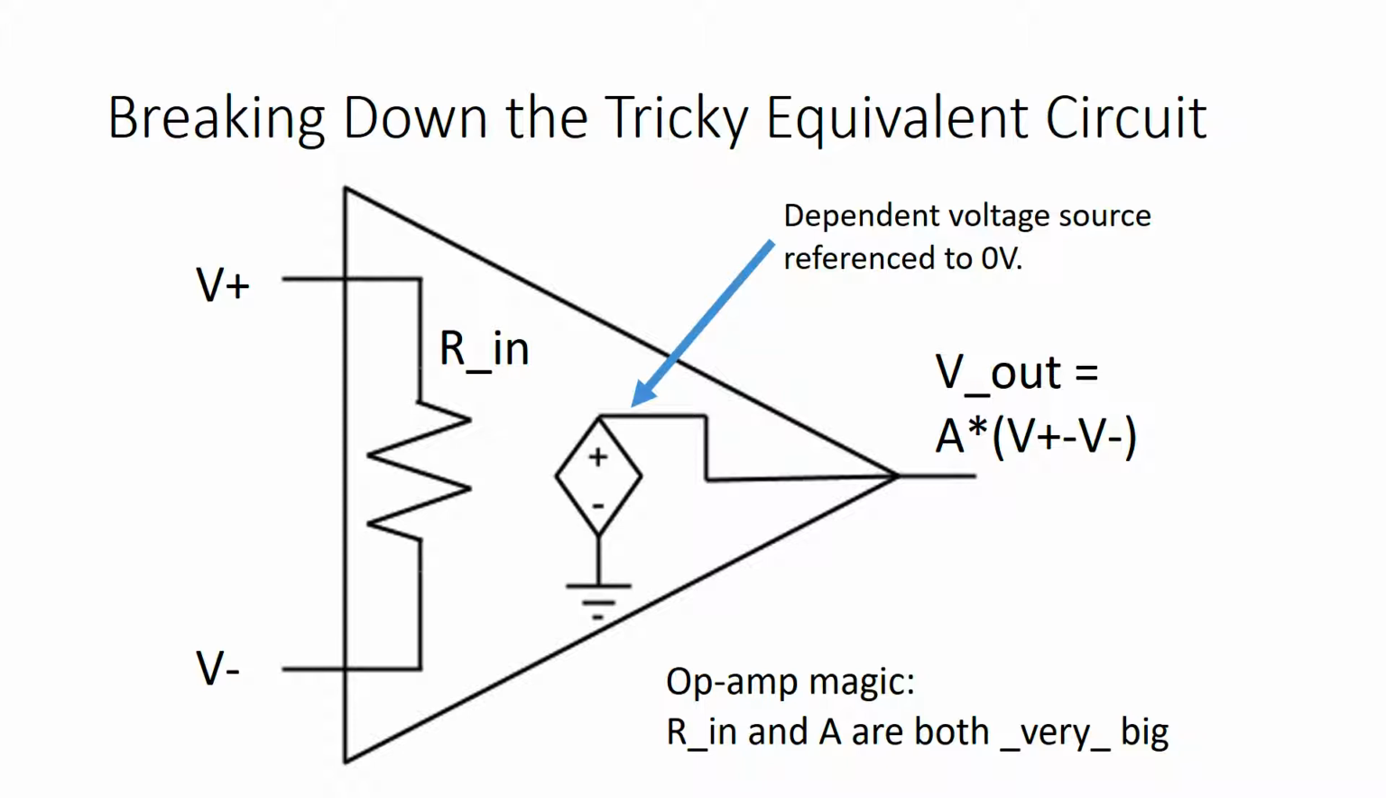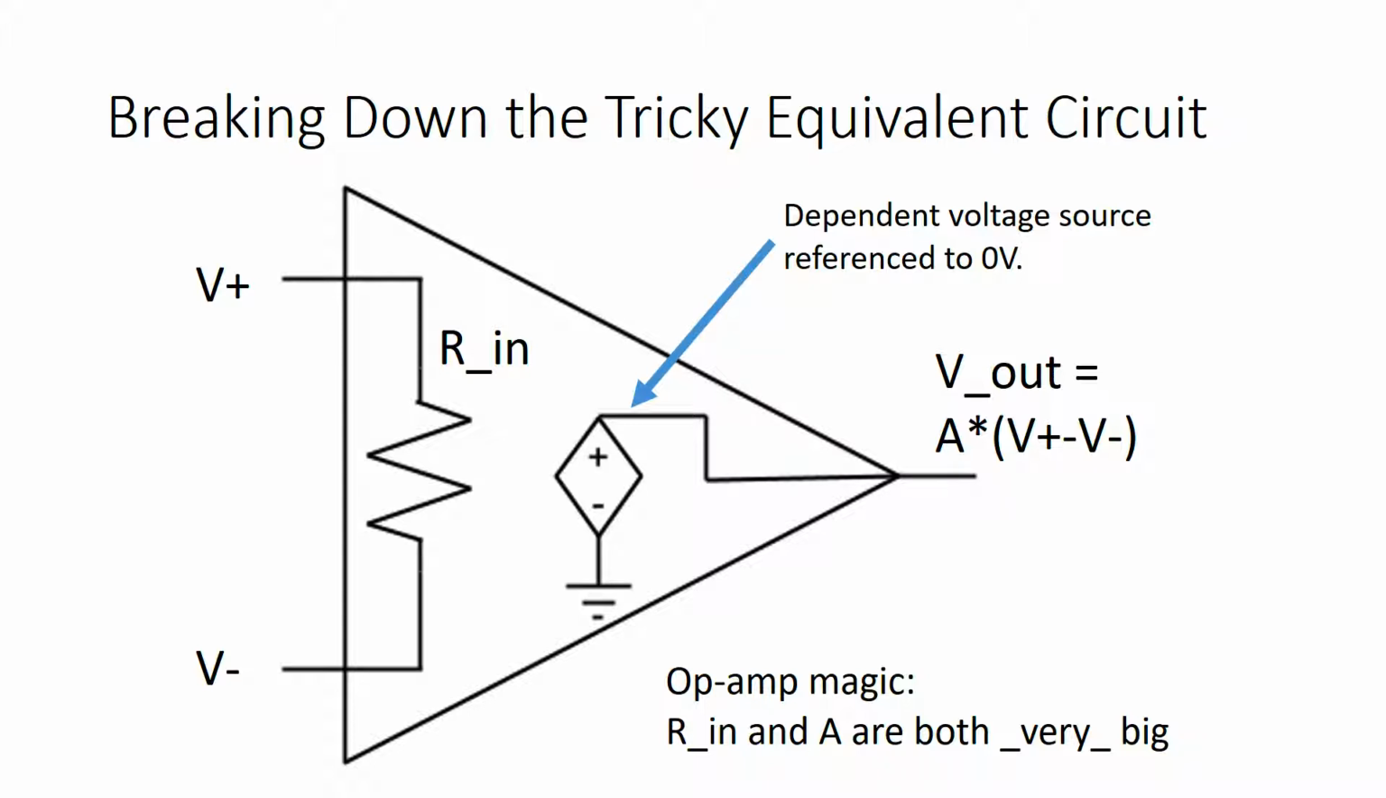It's called a dependent voltage source, and it just means that it produces a voltage that is set by other values in the circuit. In this case, the voltage is A times (V plus minus V minus), which is a byproduct of tricky circuits inside the op-amp that we talk about in other videos. The dependent source is attached to ground on one side and the output on the other side, which is just telling us that the V out voltage is always generated relative to 0 volts.